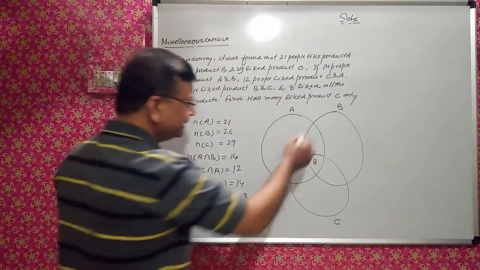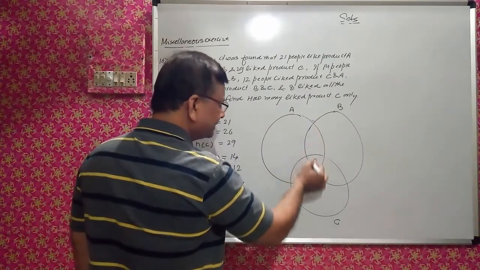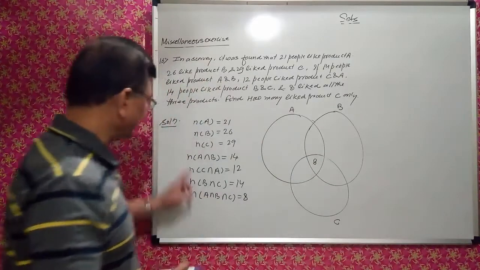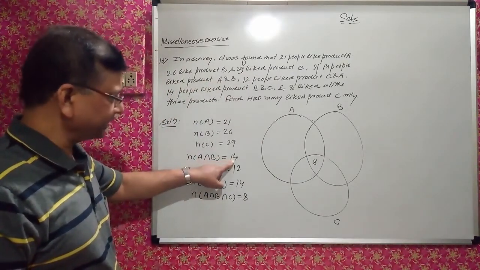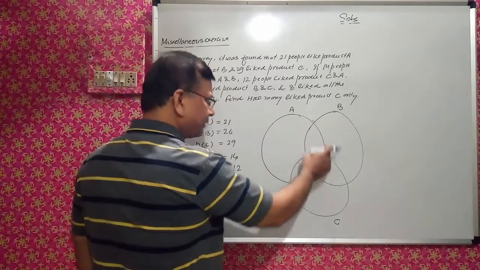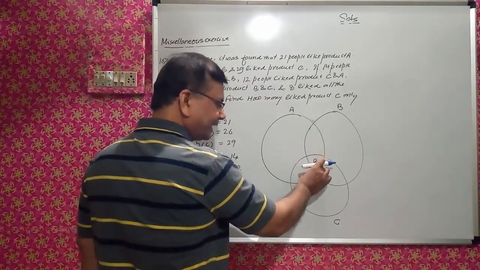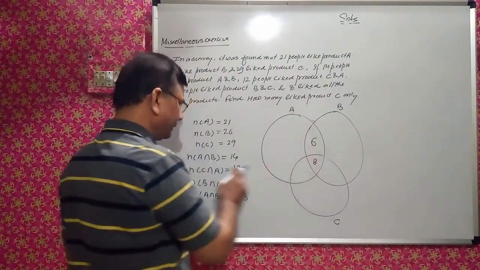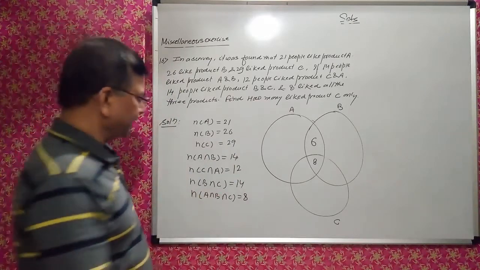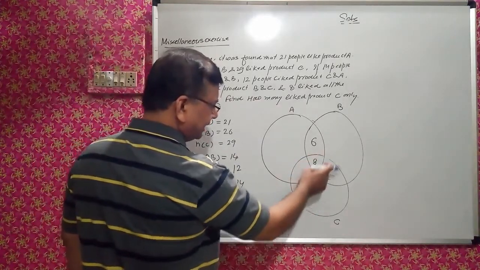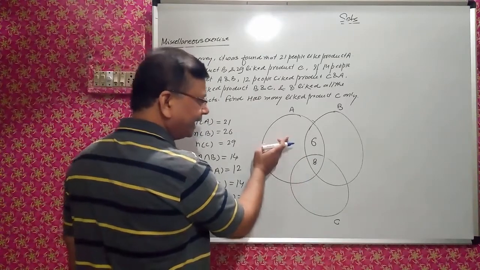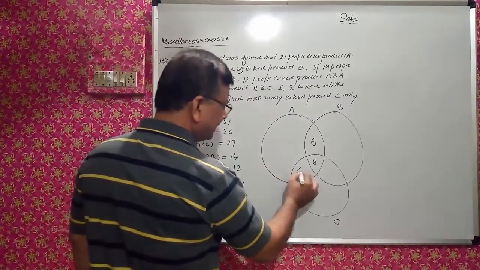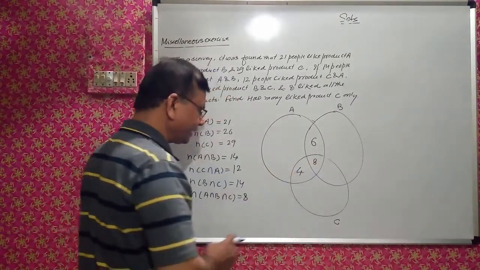Right? This area tells those who are liking A and B both. So means A intersection B. That is 14. So total from here to here is 14. 8 I have already taken. So here how many will be there? 6. Then total will be 14. And this area means those who are liking A and C both. A and C both, this is 12. Means in this area 4 will be there, 8 plus 4, that is 12.